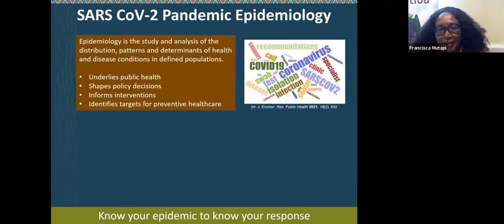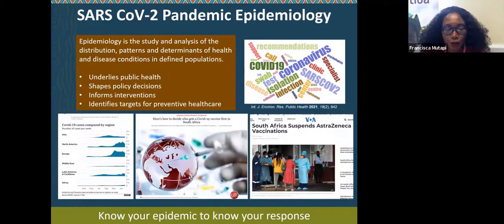It is the study and analysis of the distribution, patterns, and determinants of health and disease conditions in defined populations. It underlies public health, shapes policy decisions, informs interventions, and identifies targets for preventative health care. So here are just a couple of examples of what epidemiology looks like in action.